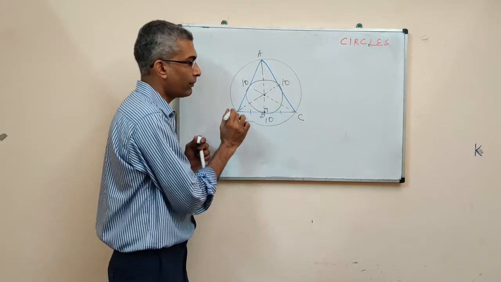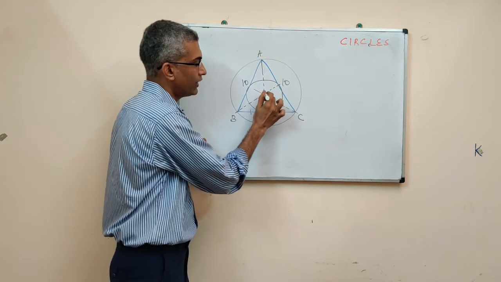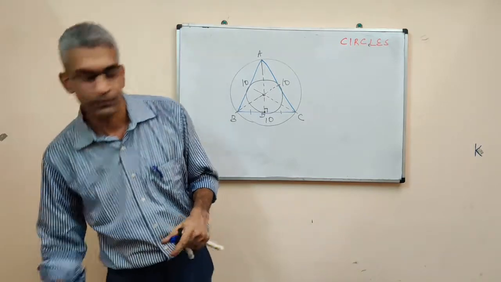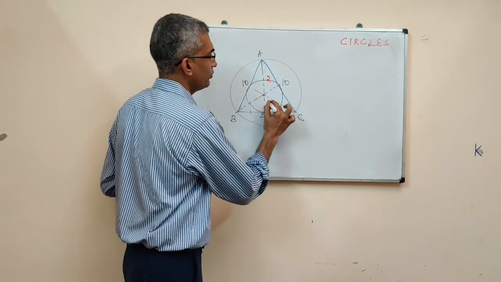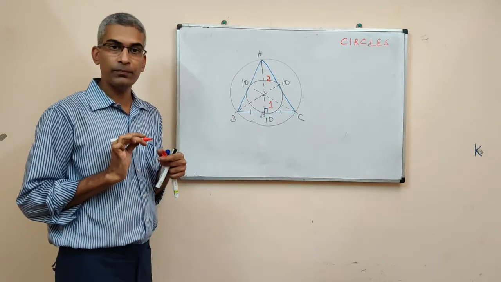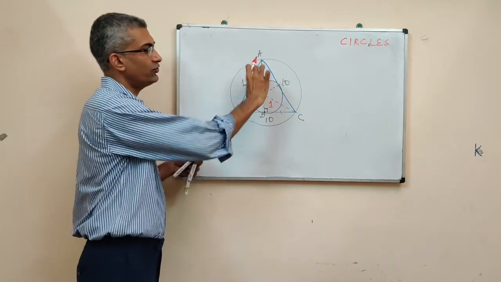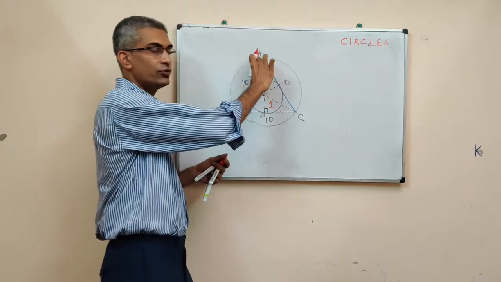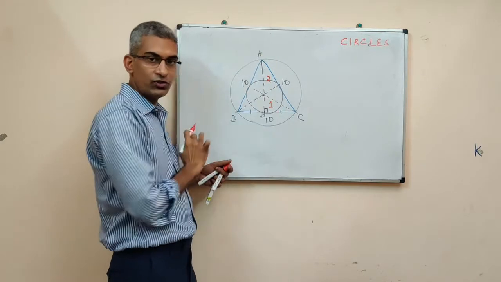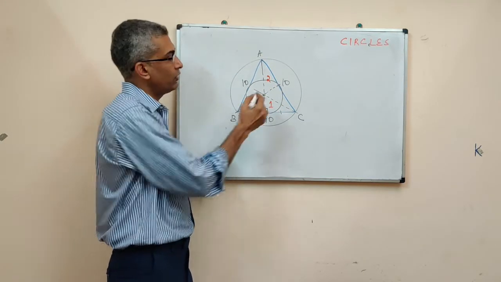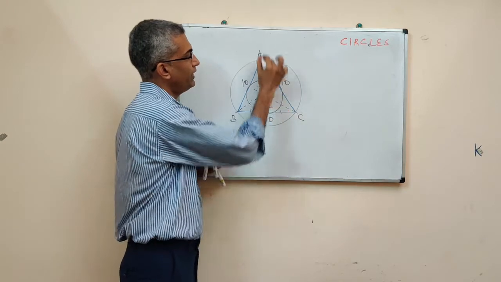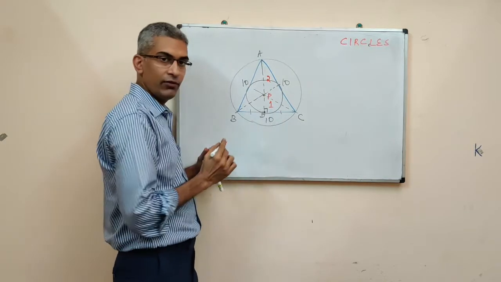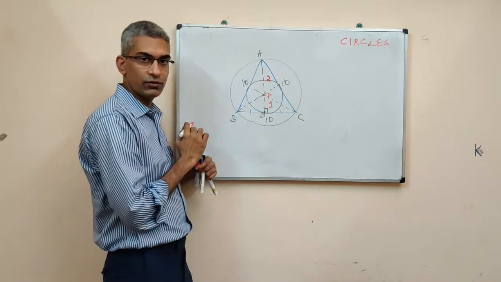For a median, there is an important property. The centroid will divide the median in the ratio 2:1. This is an important property. The centroid divides the median in the ratio 2:1, 2 towards the vertex and 1 towards the side. Now PA will be the radius of the circumcircle and PD will be the radius of the incircle.